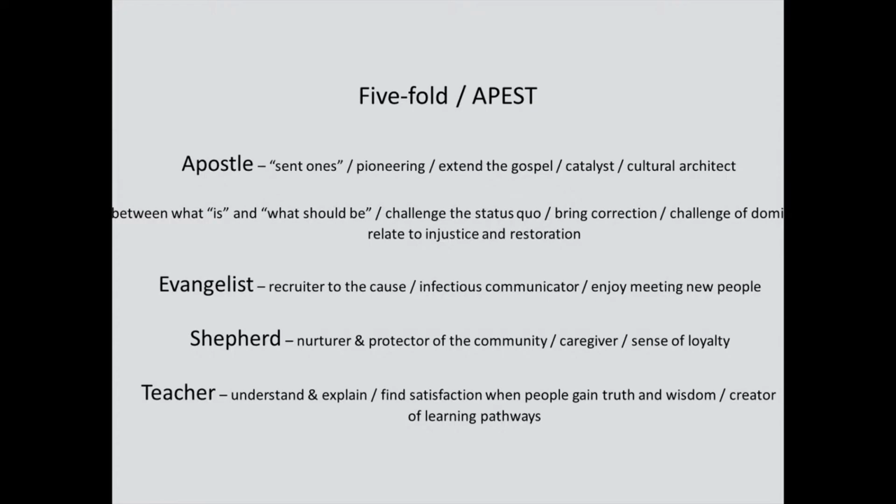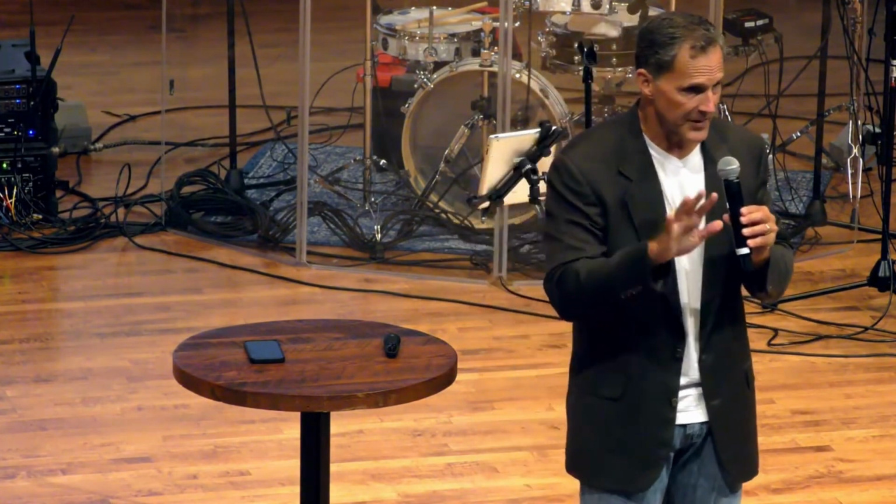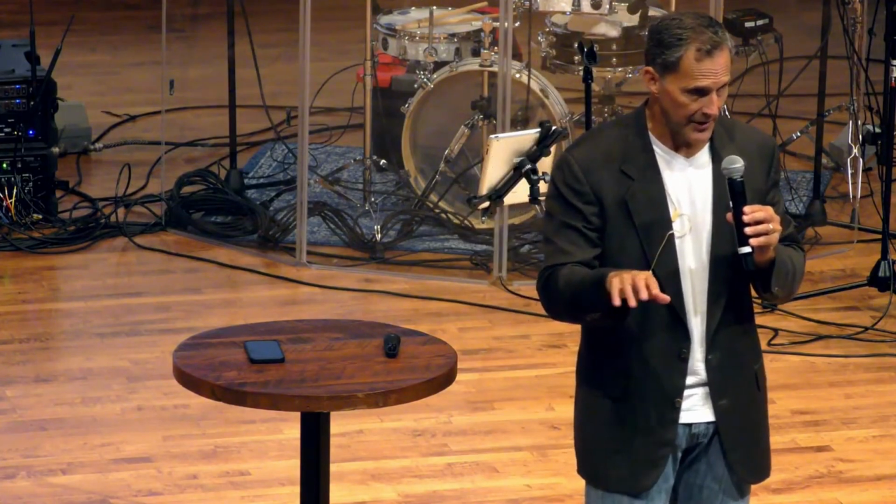The next one, you can't see it for some reason, it went off the slide, but it's prophet. So prophet is the person that sees the difference between what is and what should be. It's the person that challenges the status quo. It's the person that likes to bring correction. They challenge the dominant perspective. They often relate to issues of injustice and restoration. Okay, that's the prophet.